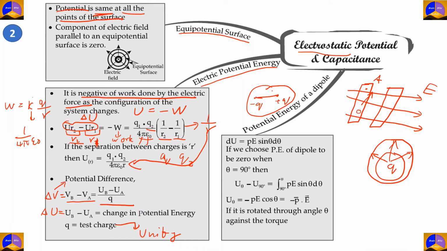The formula used to find the potential energy at any point due to an electric dipole is dU is equal to P into E sine theta d theta. So theta would be the angle between the displacement between the dipole and the point with respect to the axis of the dipole. P stands for dipole moment, which also is equal to 2qa or qd, as we saw previously.